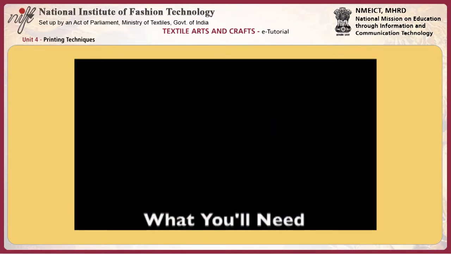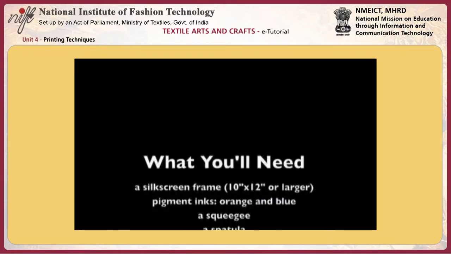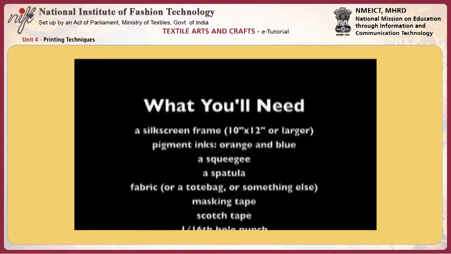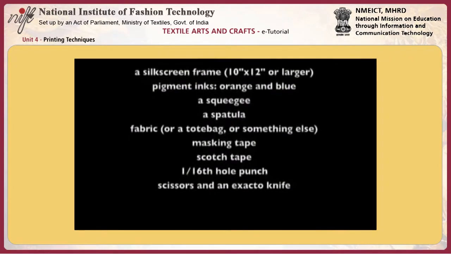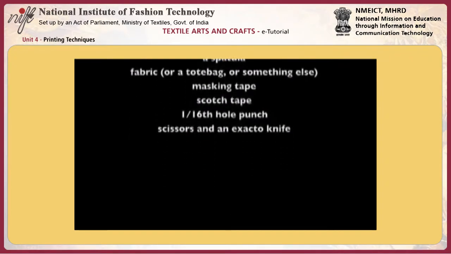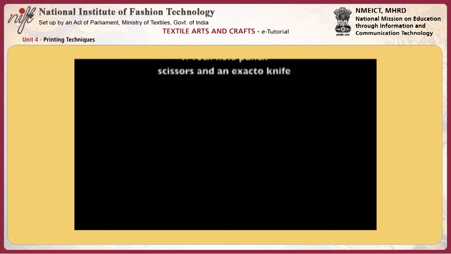What you'll need to get started is a silkscreen frame, pigment inks, some orange and some blue, a spatula, a squeegee, some fabric, masking tape and scotch tape, a 16th hole punch, scissors, and an X-Acto knife.